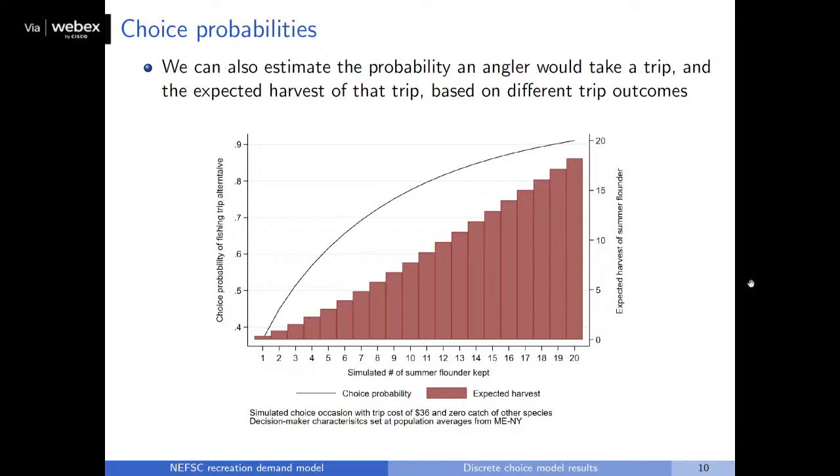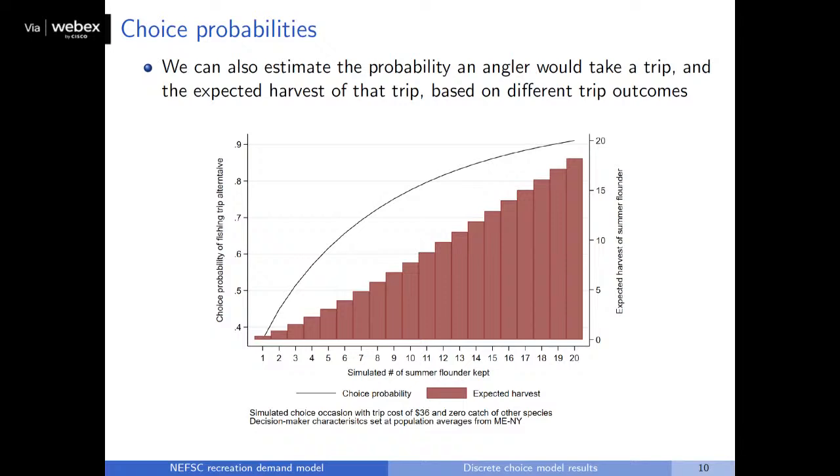Yeah, sure. Thanks for the question. I think that it's important to update these parameters every several years. When we started this project for the fluke management strategy evaluation a couple years back, we were using data from 2010. Now we have data from a survey that occurred in 2022. I actually haven't compared the relative values that anglers place on these different characteristics between the two surveys.